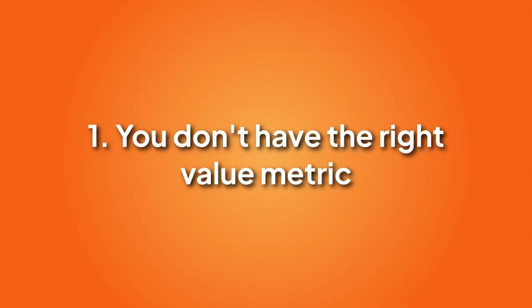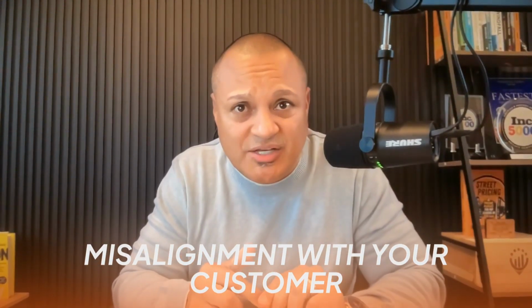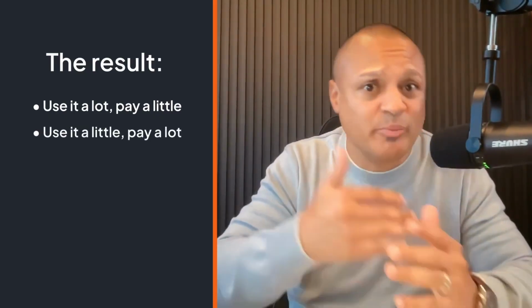The first main cause is you don't have the right value metric in place. You're actually charging for the wrong thing. That's one of the biggest drivers of pricing-related churn, and one of the biggest ways you can get misalignment with your customer. What ends up happening is you're charging them for something that doesn't align with how they're using it. You'll find customers that use it a lot pay a little, and customers that use it a little pay a lot, and that ends up driving a lot of the issues.